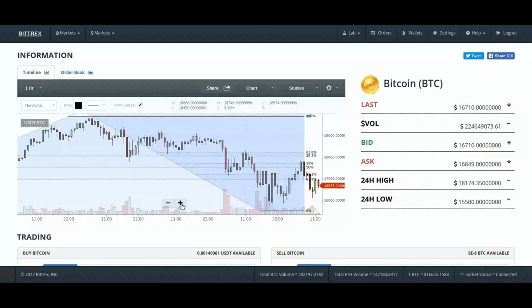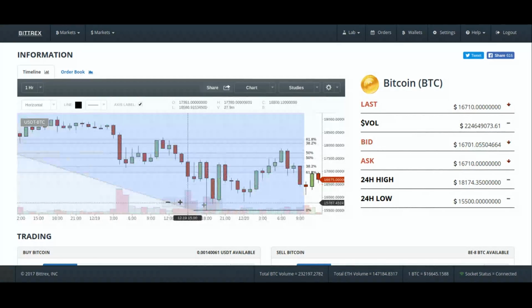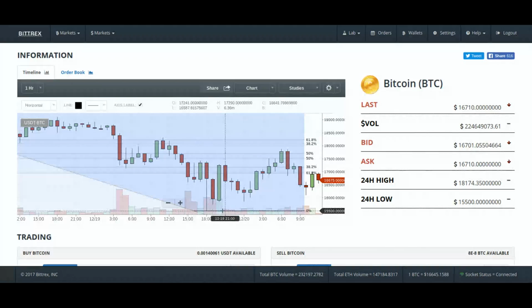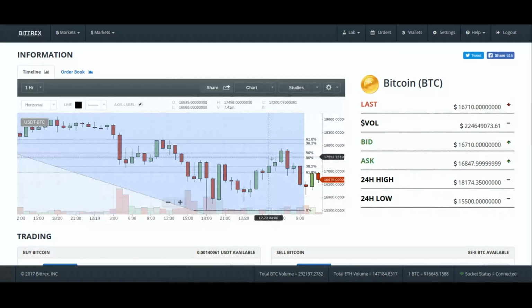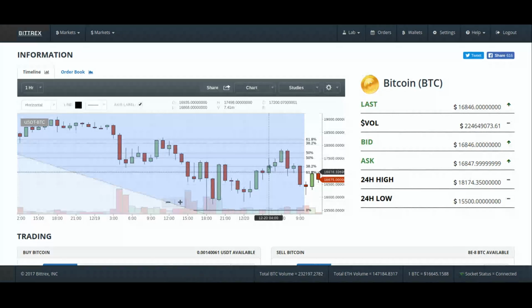Alright, so right here where I did a retracement, this right here is zero. Hold on. Let me get my trend lines in here real quick. So this would be the 61, the 50, and the 38.